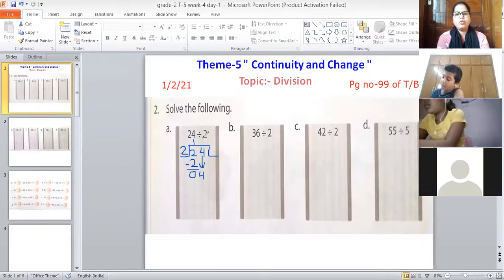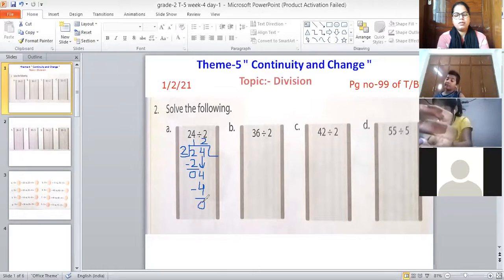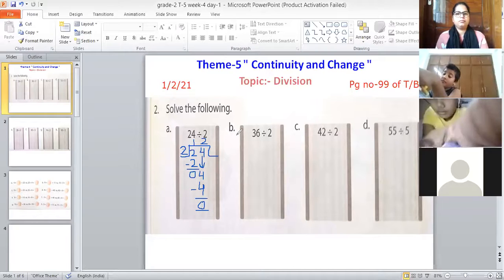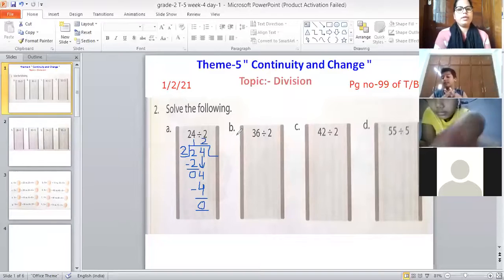Yes. So we will write 2 here at the top, and we will write this 4 below this 4, and we will put a minus sign beside this 4. So 4 minus 4 is how much? 0, ma'am. Yes. So we will write 0 here. Aliza, you tell me the answer. 12, ma'am. Very good. Children, here the quotient is 12. So the answer will be 12.